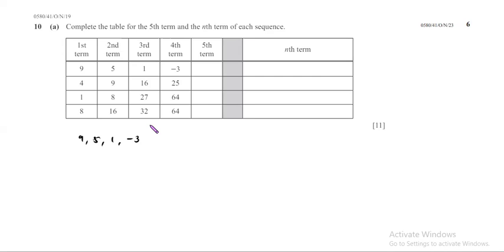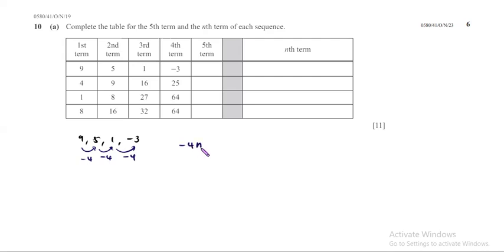So I'm going to first find the nth formula. To calculate that, I need to find the difference between the terms. So 9 to 5, I need to deduct a 4. This one also, we need to deduct a 4. Here also, I need to deduct a 4. That means this forms the first part of the nth term, which is negative 4n.